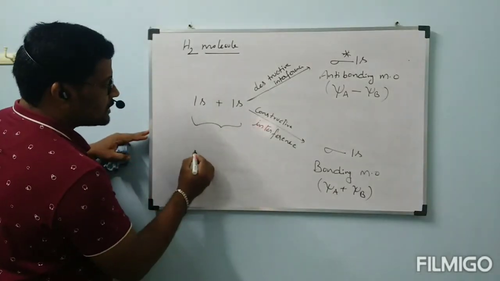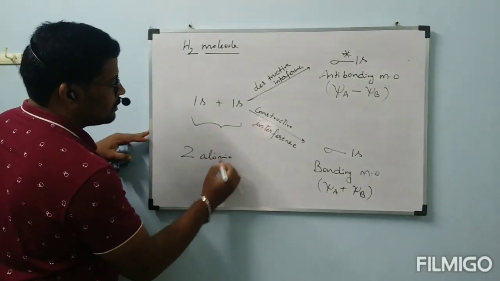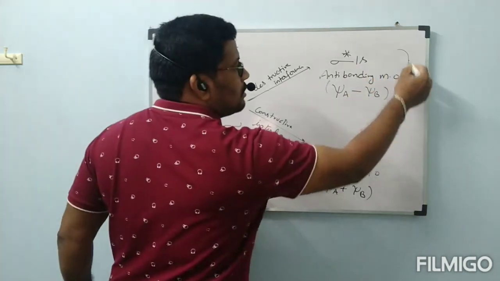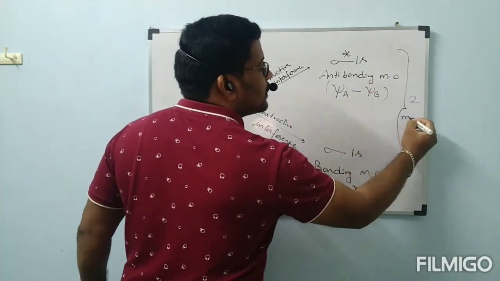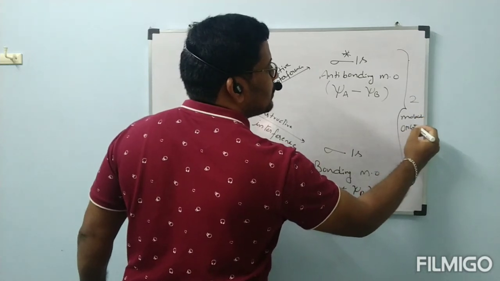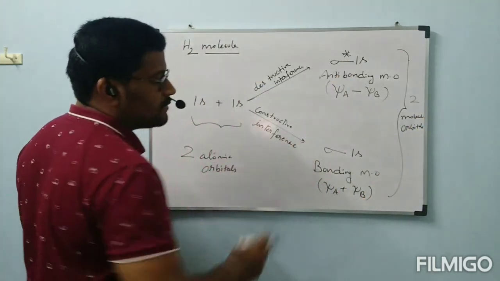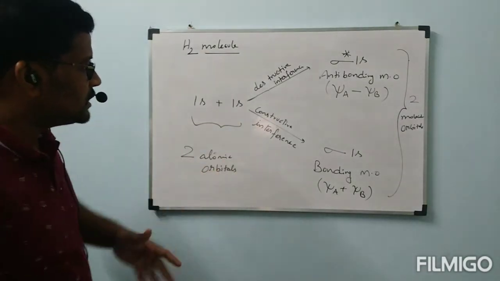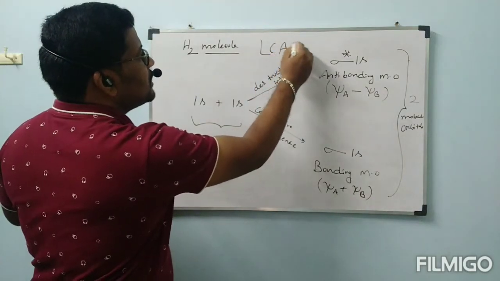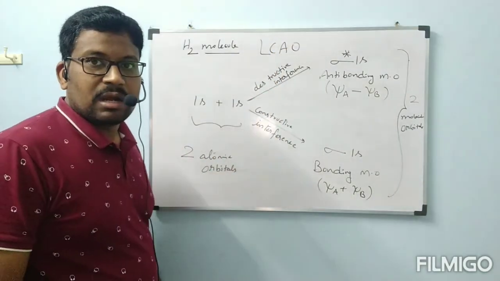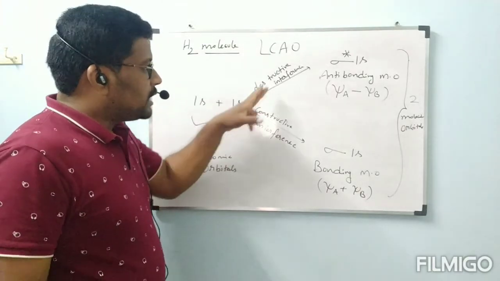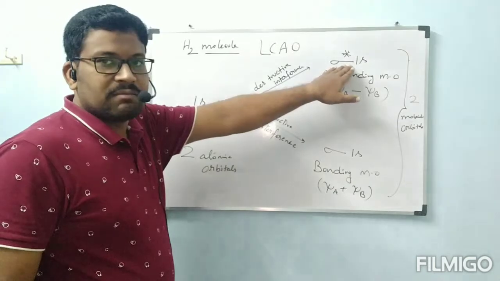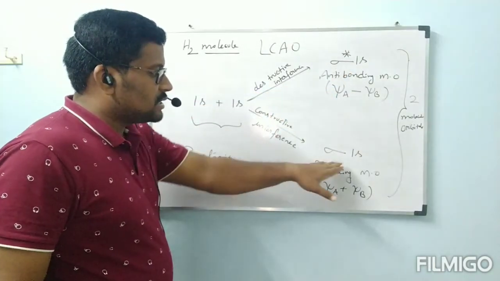Totally how many atomic orbitals are there? 2 atomic orbitals. They will give 2 molecular orbitals: sigma star 1s and sigma 1s. These are 2 atomic orbitals. They will combine by the method called LCAO, linear combination of atomic orbitals. It involves destructive interference and constructive interference. If they undergo destructive interference, it is formed as sigma star 1s. If they undergo constructive interference, sigma 1s.